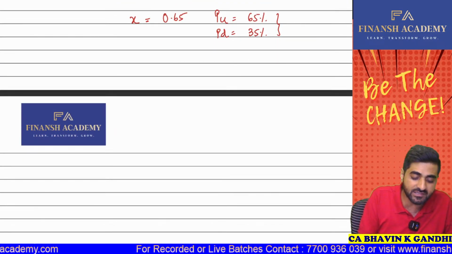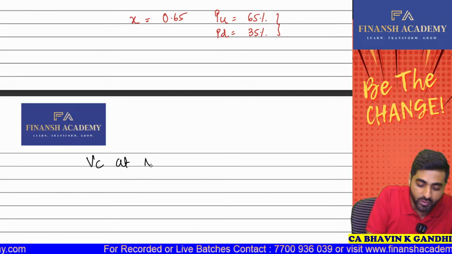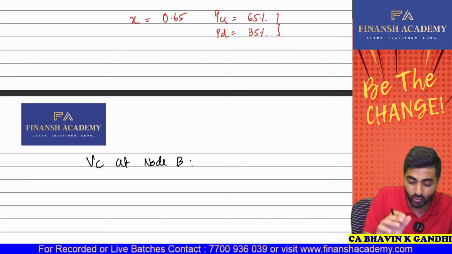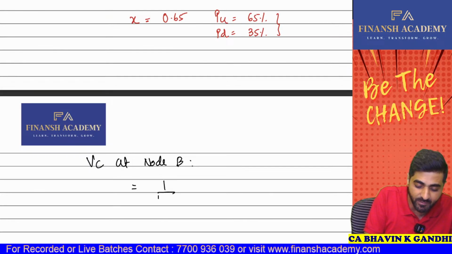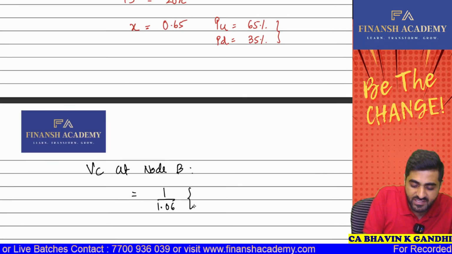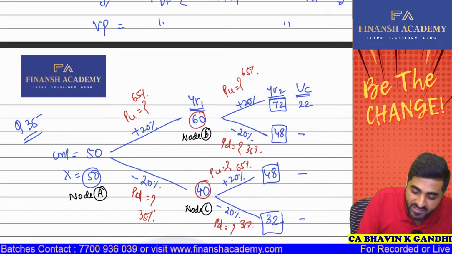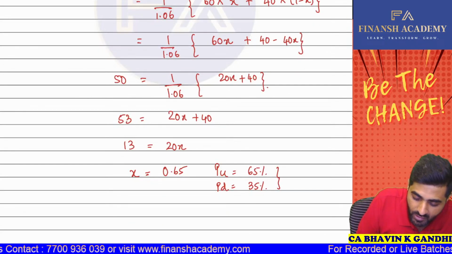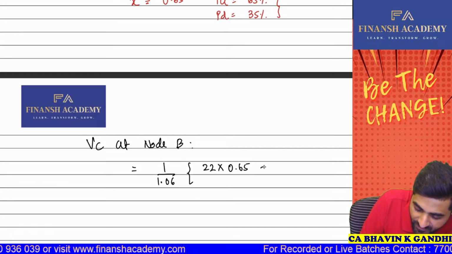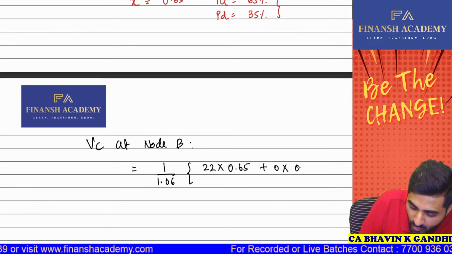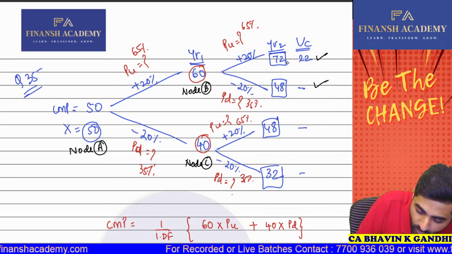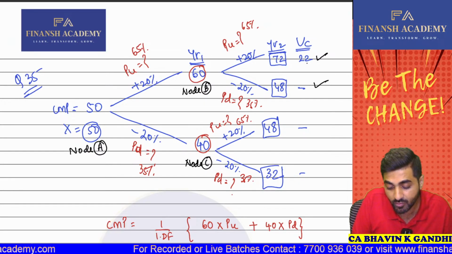First, we need to calculate the value of the call at node B. So this will be 1 divided by 1.06, my discounting factor, multiplied by the possible value of the call, which is 22 or 0. So this is going to be 22 into the probability of price going upwards, 0.65, plus 0 into the probability of price coming downwards, that is 0.35, as you can all see.